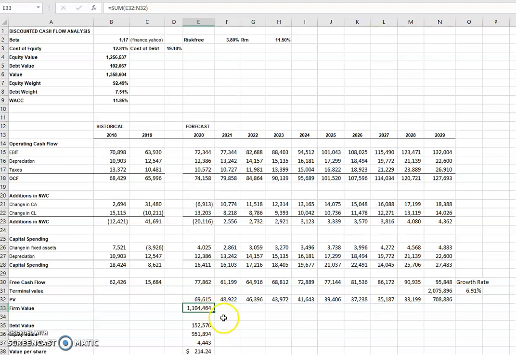We get the debt value by adding the long-term and short-term liabilities. The equity value is the firm value minus the debt value. The outstanding shares come from the forecast tab. We determine the value per share by taking the equity value divided by the outstanding shares. Based on our analysis of the free cash flow, we determine the value per share is $214.24.